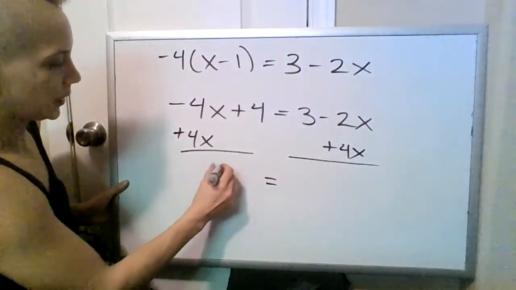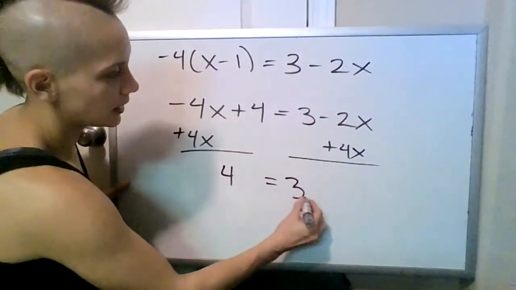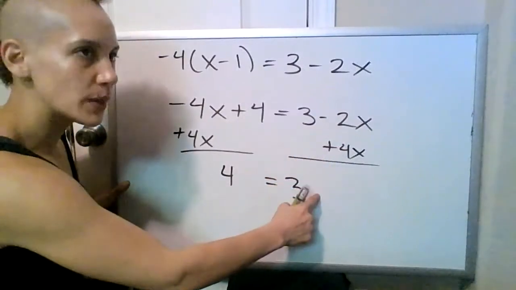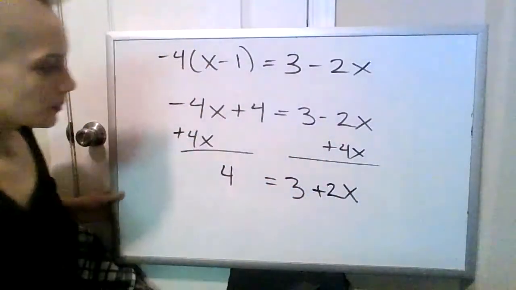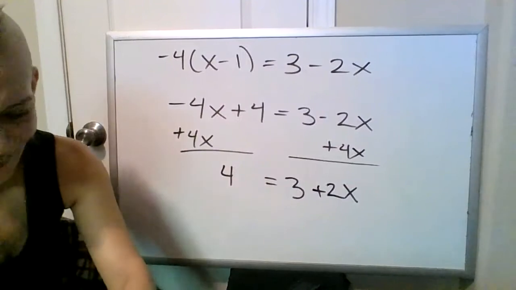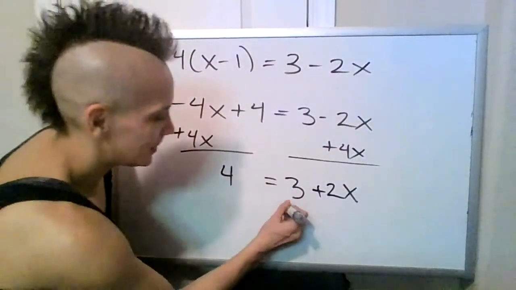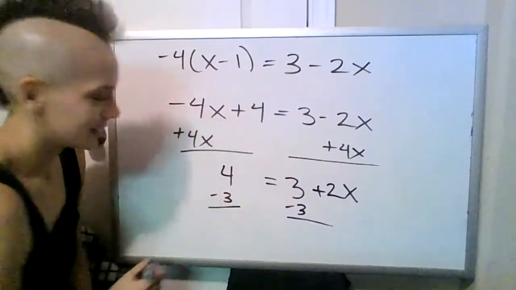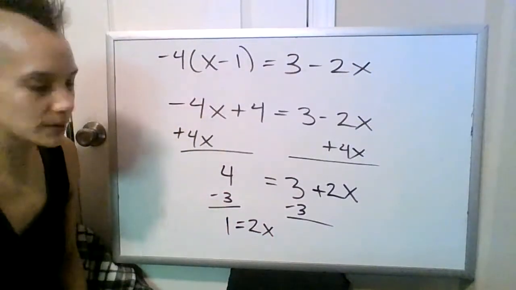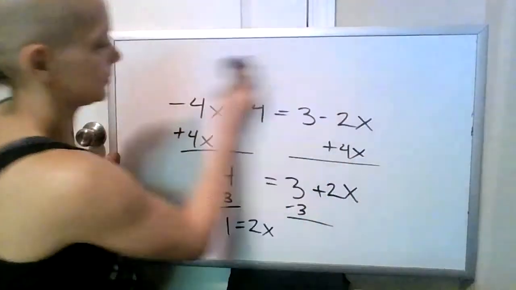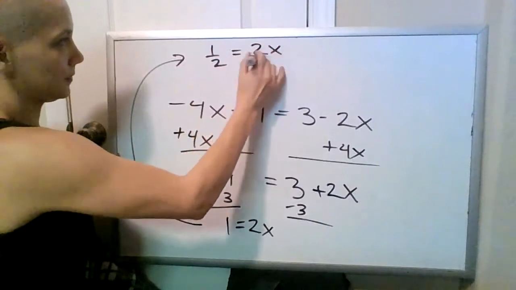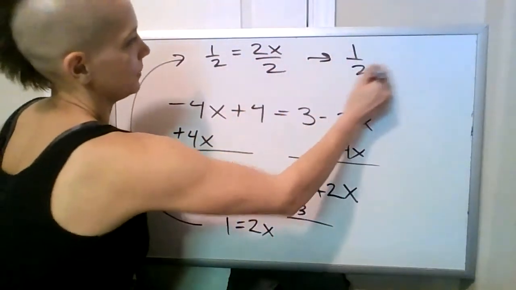So this side is now 4. And this side has 3. -2x plus 4x is going to be 2x. I still got 1/2. I must have done something wrong in my notes. Anyway, subtract 3 from each side. So I have 1 equal to 2x. And divide both sides by 2. So I did get 1/2 equal to x.